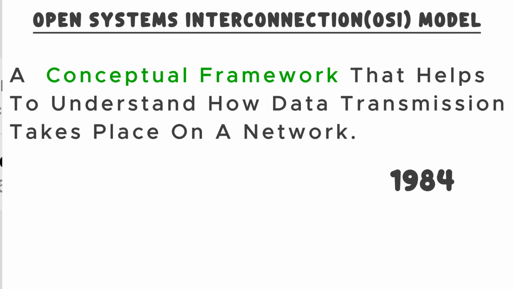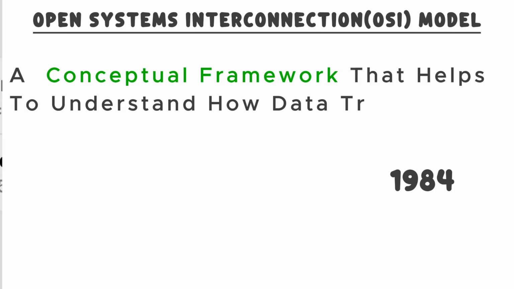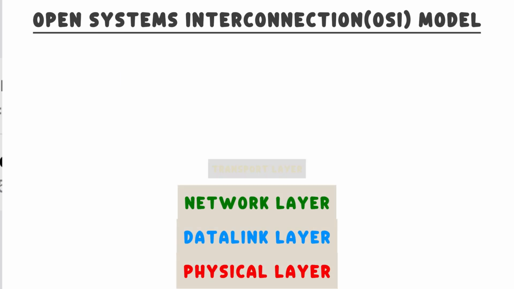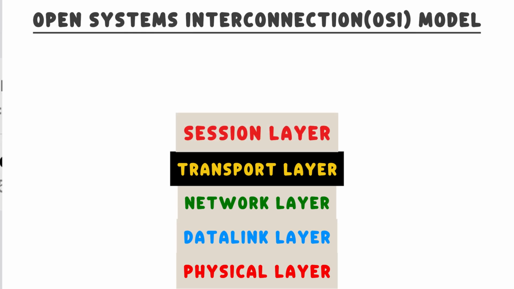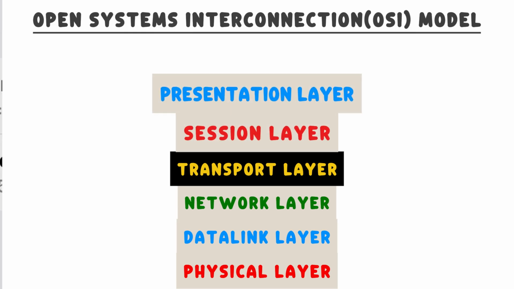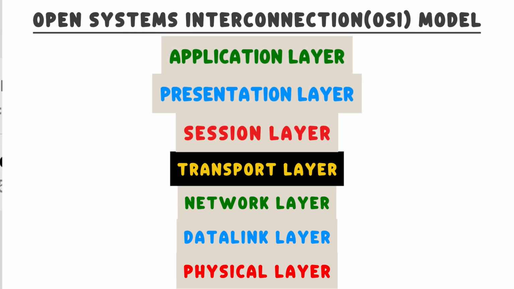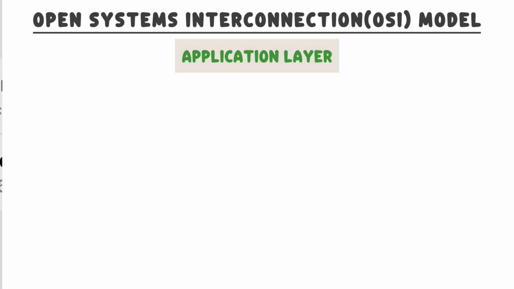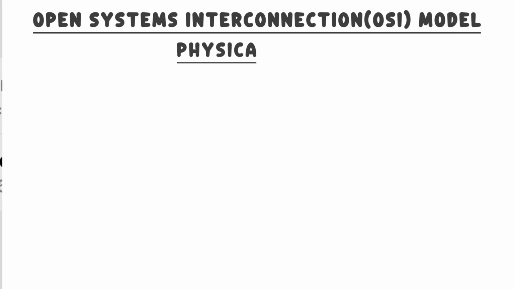The OSI model is structured into 7 layers: the physical layer, the data link layer, the network layer, the transport layer, the session layer, the presentation layer, and the application layer. To best understand this, we are going to tackle it from the physical layer right to the top. Starting with the physical layer.